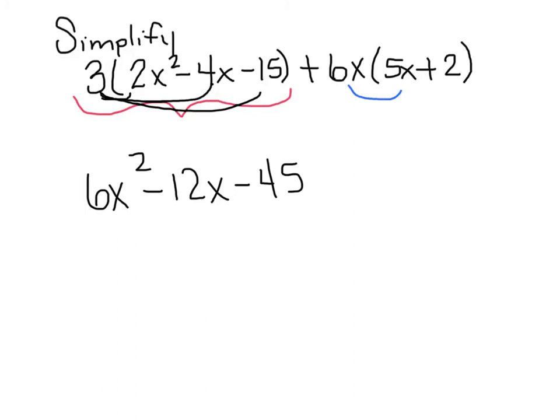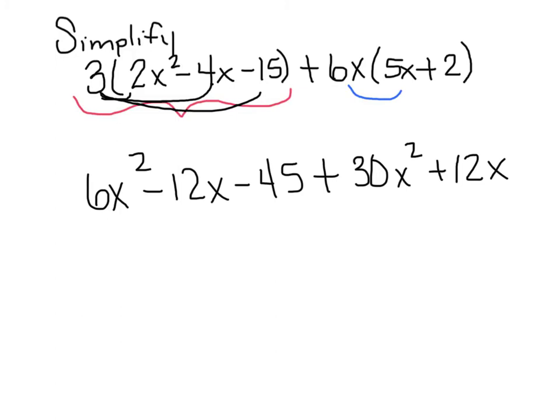6x times 5x would be 6 times 5 is 30. x times x would be x to the second power. And last for this set of terms, 6 times 2 would be 12x. Do we look like we're finished with this problem? Think on it a minute. Do you have any terms, like terms, that you can combine to clean this up?